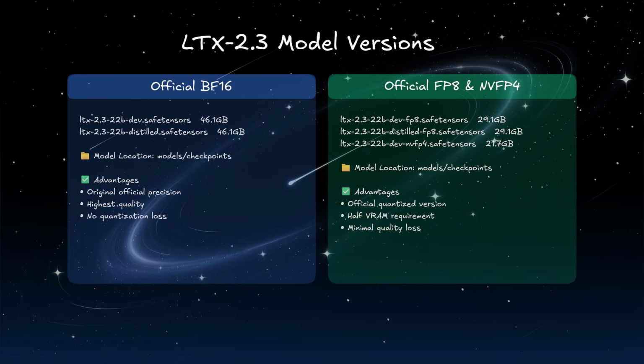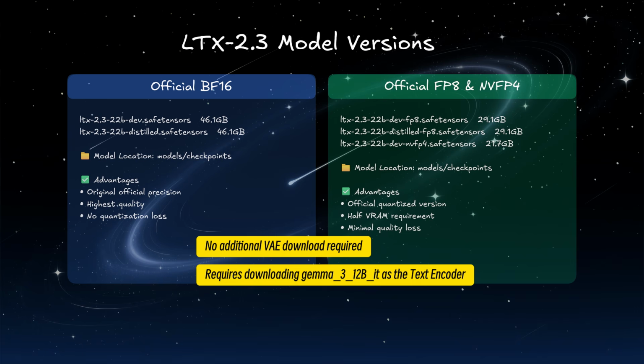Let us first look at the model files you need to download. Like LTX2, the officially released large models are checkpoint files in BF16 at 46.1 GB, FP8 at 29.1 GB, and NVFP4 at 21.7 GB formats. There are both full versions called DEV and distilled accelerated versions, all containing the main model, text encoder, and VAE. However, you also need to add Gemma 3 as the text encoder, though if you have used LTX2 before, you should have already downloaded it.